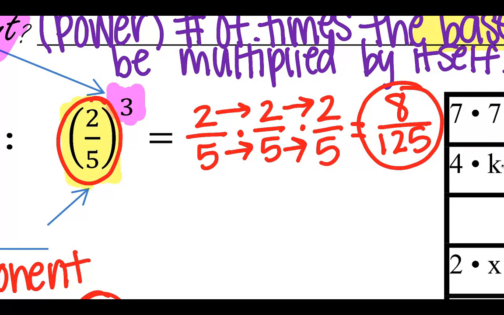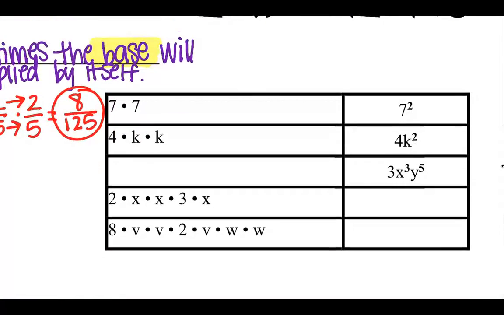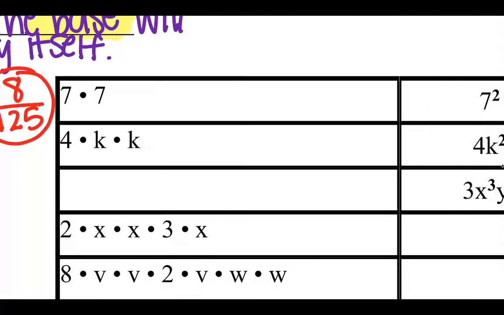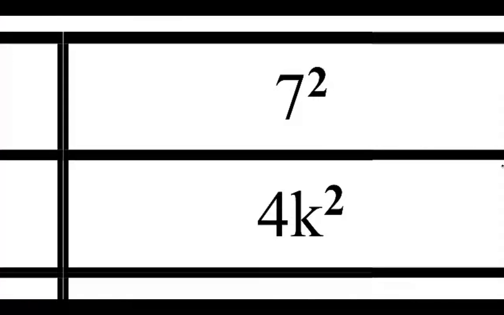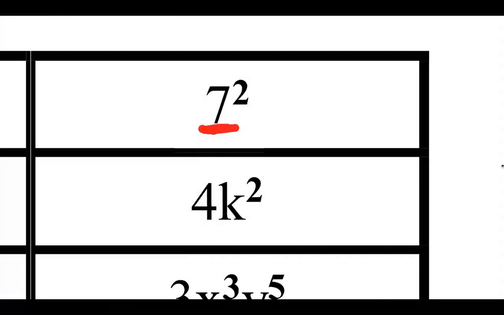Okay, so let's look over here at this chart. I've got 7 times 7. My base is 7. That's what's being multiplied. And how many times am I multiplying 7? 2 times. So that's my baby number. Base is the number that's being multiplied. The exponent tells me how many times. So 7 to the second power.